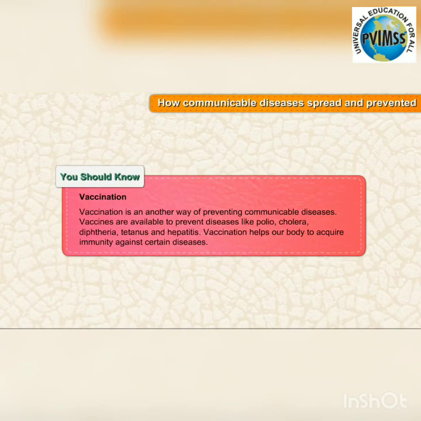You should know vaccination is another way of preventing communicable diseases. Vaccines are available to prevent diseases like polio, cholera, diphtheria, tetanus, and hepatitis. Vaccinations help our body to acquire immunity against certain diseases.